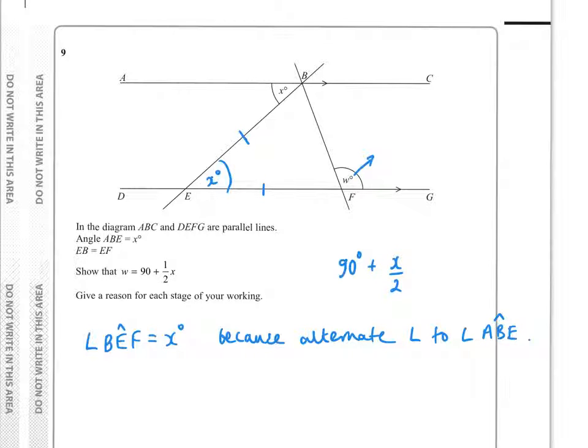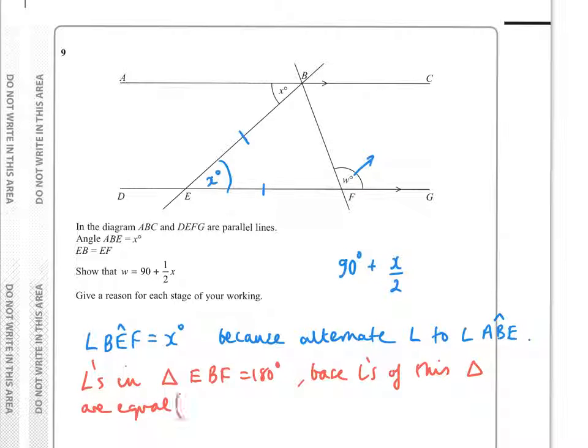So that's the first thing. The next thing we can think about is, well, if that triangle is isosceles, then we know angles in a triangle, so angles in triangle EBF equal 180 degrees, and we also know that base angles of this triangle are equal, and in brackets you can say isosceles. So there'd have to be a 90 in here and a 90 in here to make the 180, wouldn't it?